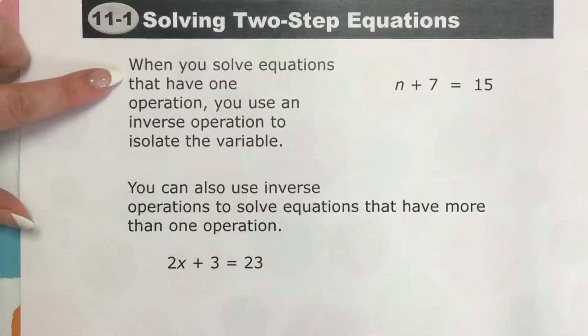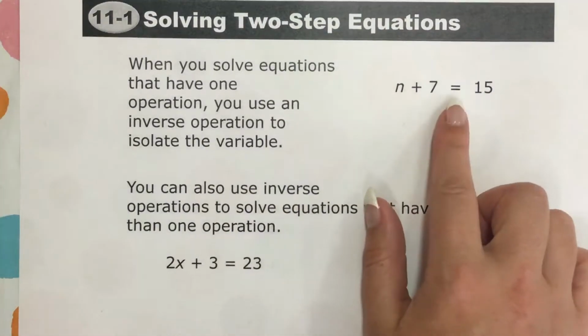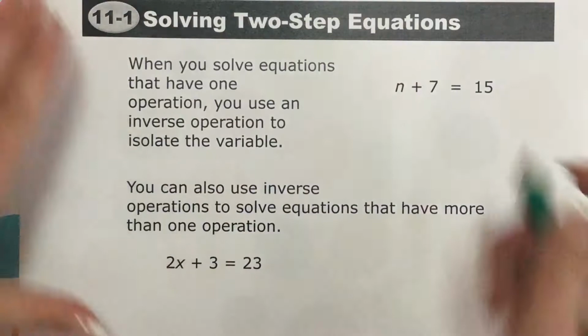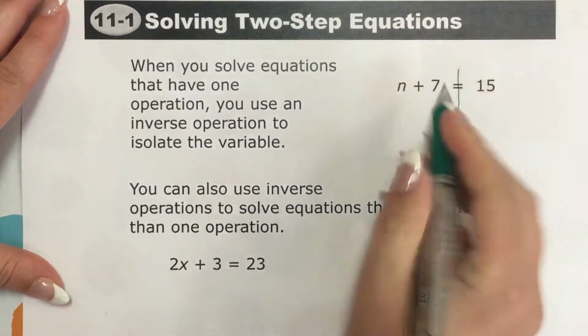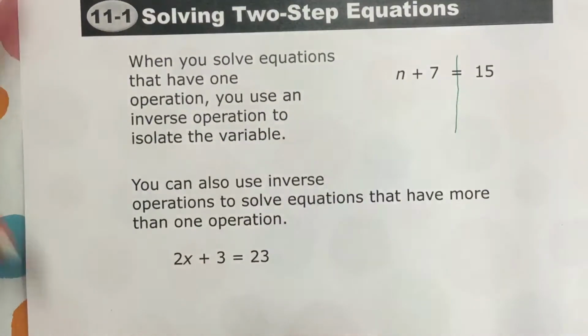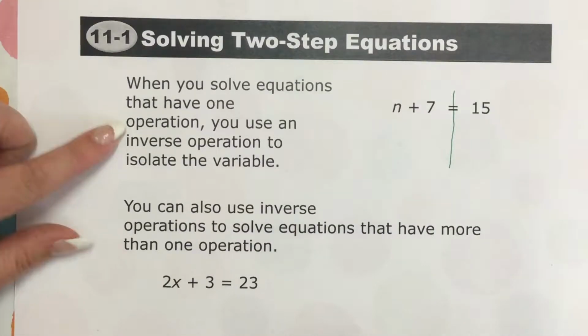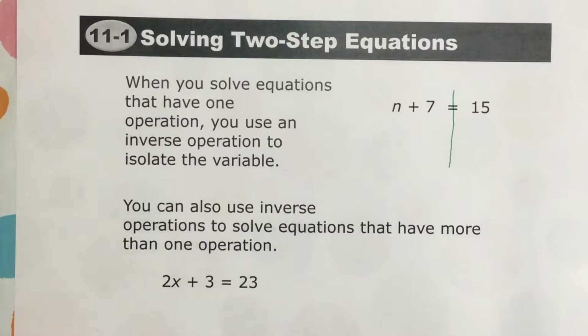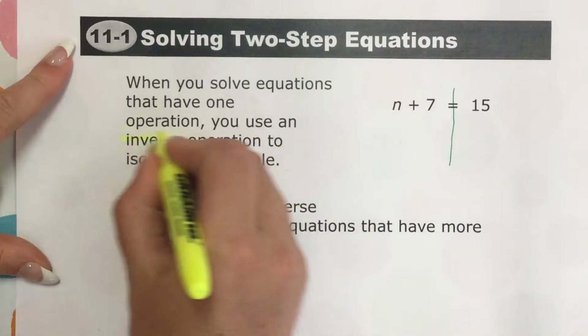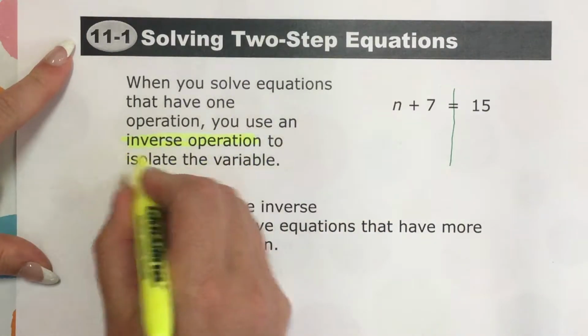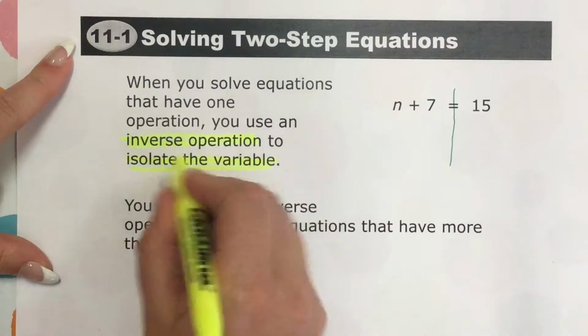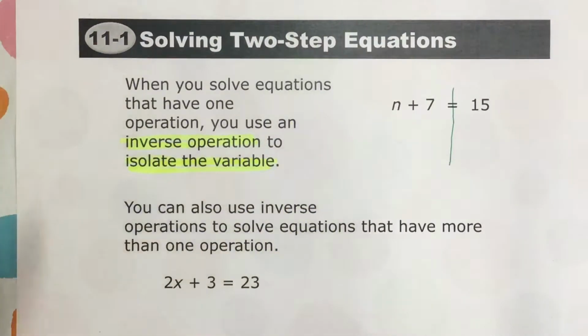Whenever you solve equations, remember equations always have an equal sign that separates an equation into two sides, the left side and the right side, okay? When you solve equations that have one operation, you use inverse operations to isolate the variable. That means you want to get the variable by itself so you can figure out what it is. So let's go ahead and talk about some inverse operations.